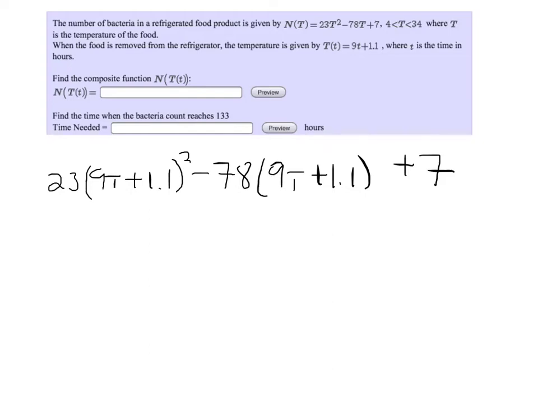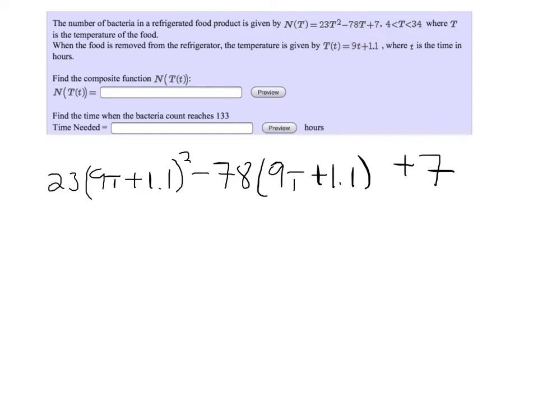So this is the 7th problem in the 1.4 online homework, and what we've got to do is create a composite function where the number of bacteria depends on the temperature, and then we've got this composite function that says the temperature depends on the time. So to build the composite function, every place you see a capital T in the number of bacteria formula, we're going to replace it with that 9t plus 1.1.